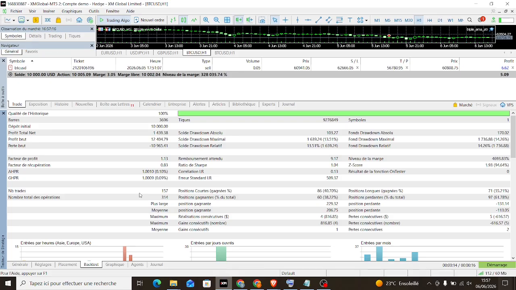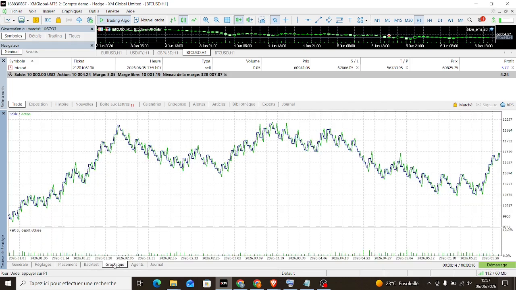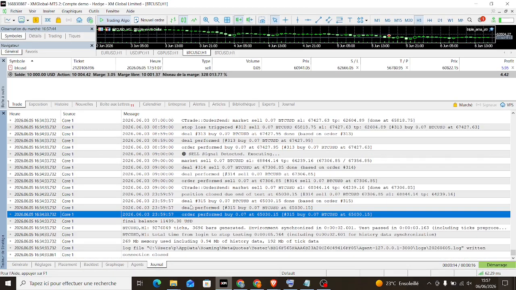Second, the Sharpe ratio is 1.04. In systematic trading, a Sharpe ratio above 1.0 is considered good. It means the returns you are getting are actually worth the volatility you are enduring. Third, look at the equity curve versus the balance line. They are hugging each other tightly. This means the bot is not holding onto massive floating losses. When it hits a stop loss, it cuts it cleanly.